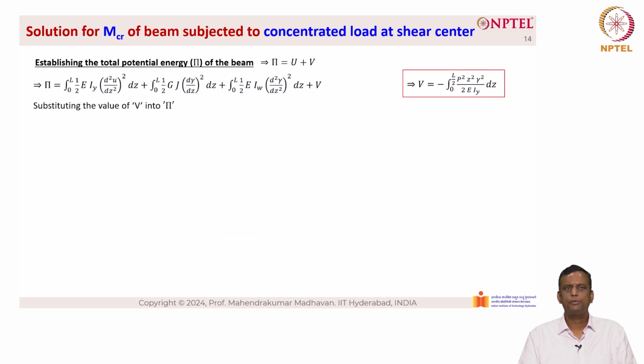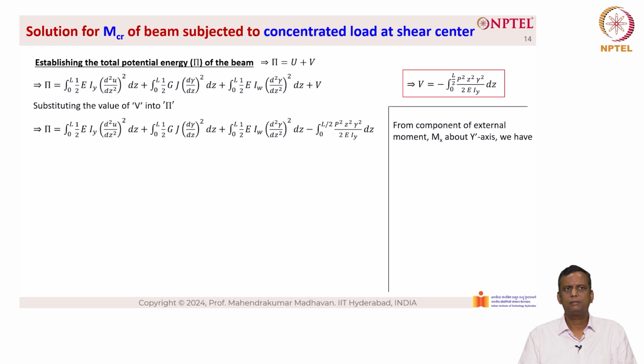Now we can substitute the value of V into pi. So we have a big long equation here. And we also know that from the component of external moment Mx about the y dash axis, we have My dash equal to gamma into Mx.